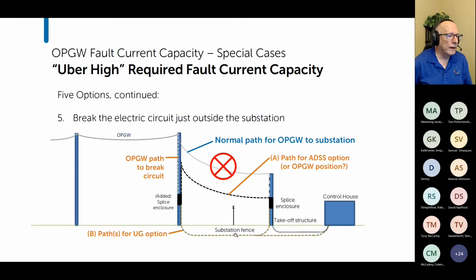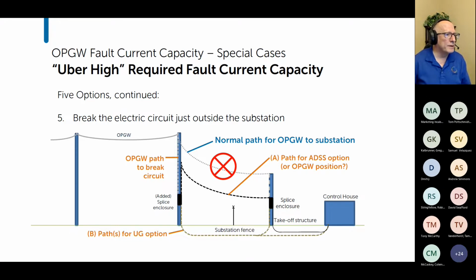Or you could go underground. And if you went underground, you could either go to the take-up structure again, or you could just go ahead and carry it all the way into the control house. So that's up to you. This solution does require that you add a splice enclosure where you otherwise wouldn't have had one. That does add some cost, but it's manageable.